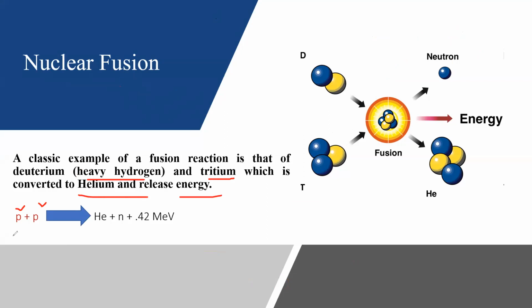The first is deuterium and the second is tritium, which are isotopes of hydrogen. When these two atoms combine, deuterium plus tritium, they convert into one element, helium, along with some amount of energy, 17.6 mega electron volts. This is a huge amount of energy produced in nuclear fusion reactions.